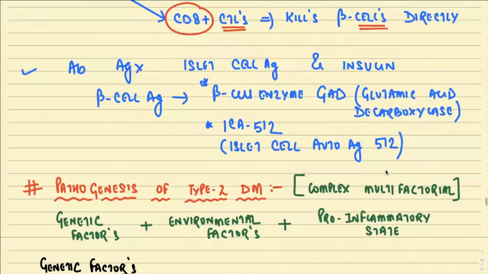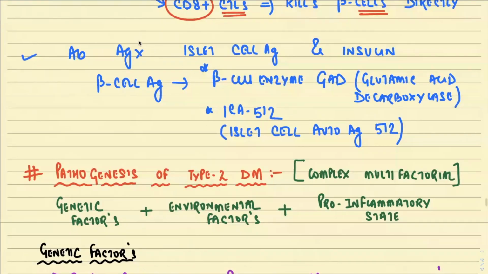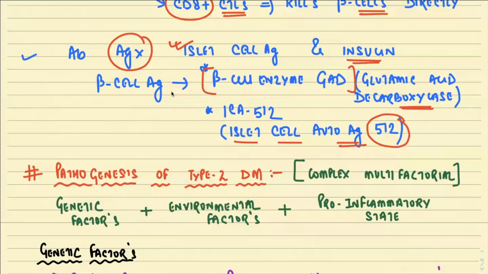Okay. Now, antibodies are also present, and the role of autoantibodies is quite controversial. So antibodies against the islet cell antigens and against insulin are present. Now, which are the beta cell antigens against which these antibodies are present? Very important. They are present against a beta cell enzyme, glutamic acid decarboxylase, called GAD, and against another antigen, ICA 512, which is islet cell autoantigen 512. So antibodies are specifically formed against these two beta cell antigens. These are very important potential exam questions.